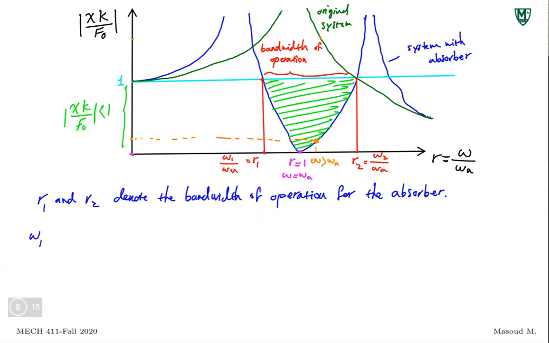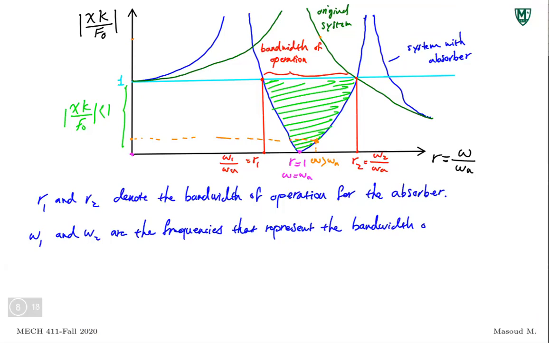So omega 1 and omega 2 are the frequencies that represent the bandwidth of operation. How do we find this mathematically?